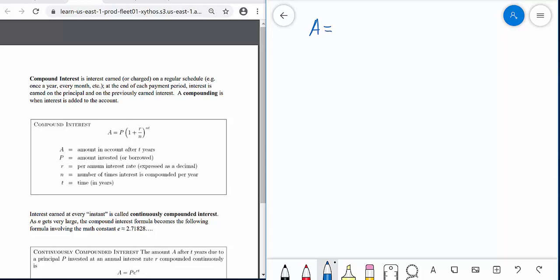So the accumulated amount in the account is going to be equal to the initial principal, that's the amount that you invest, times 1 plus r, the interest rate, divided by n, the number of compoundings per year, that's the number of times you calculate the interest, raised to the nt. And then on the bottom, we'll use the formula that we used in a previous problem, P times e to the rt. That's only for continuously compounded interest.